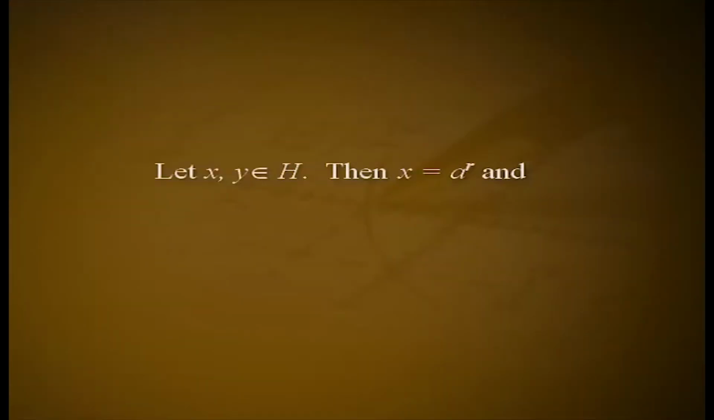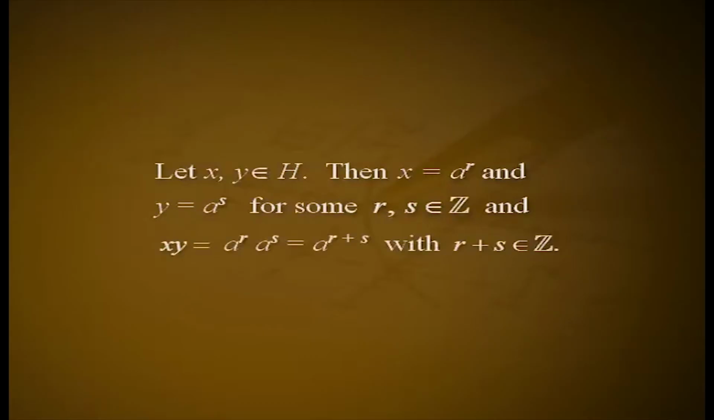Proof. We check the three conditions for a subset of a group to give a subgroup. 1. Let x, y belong to H. Then x equals a raised to r and y is equal to a raised to s for some r, s belonging to Z, and xy is equal to a raised to r into a raised to s, which is equal to a raised to r plus s, with r plus s belonging to Z. Hence, xy is again in H.